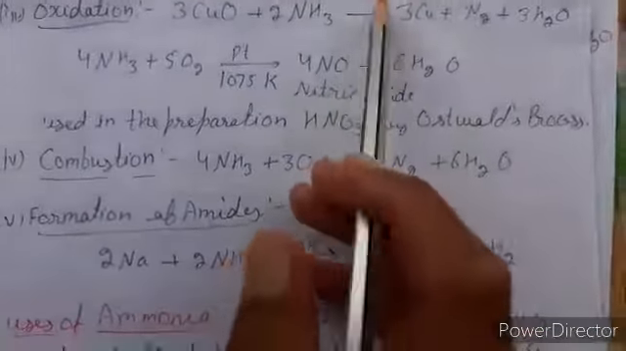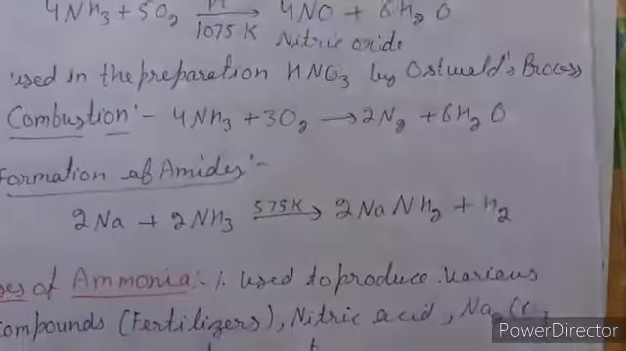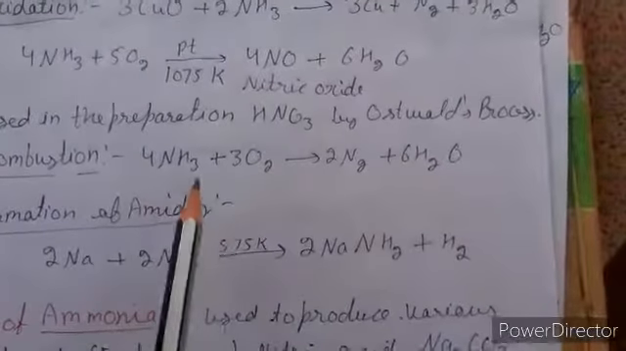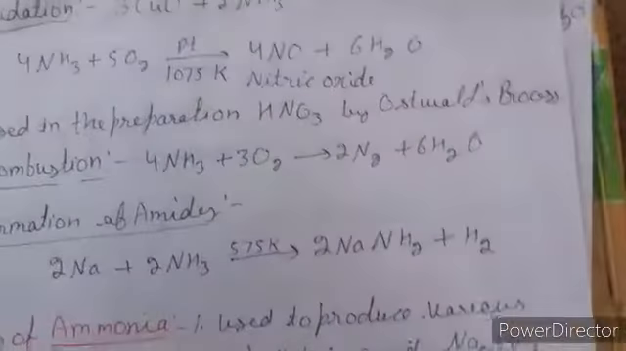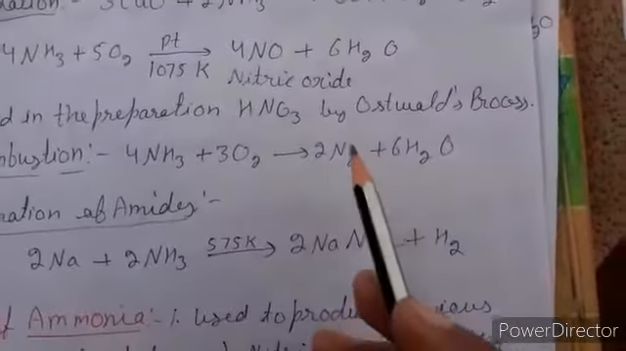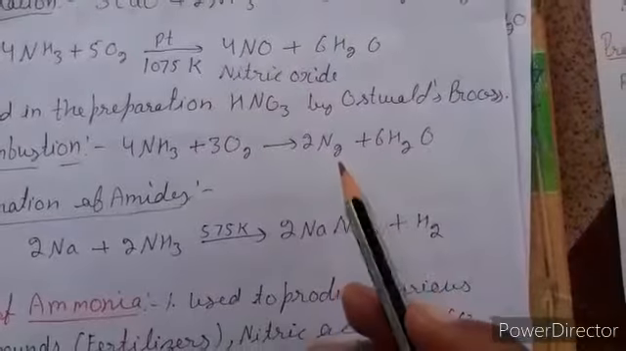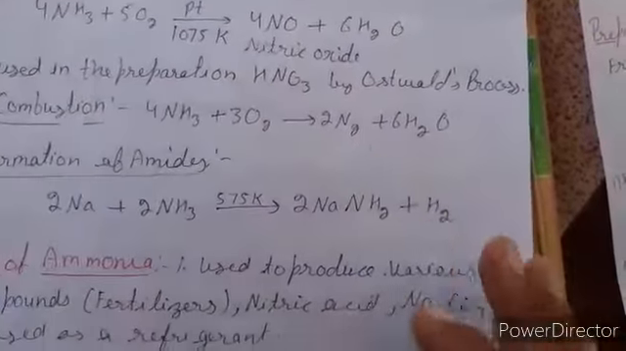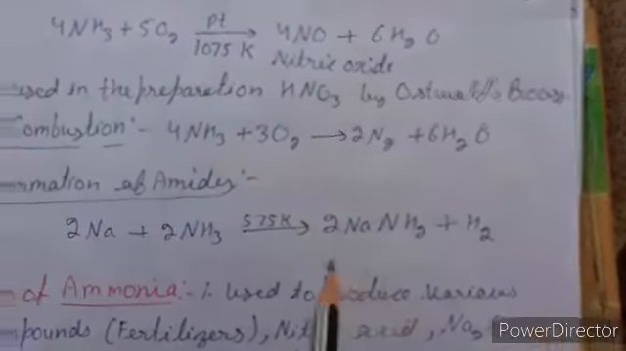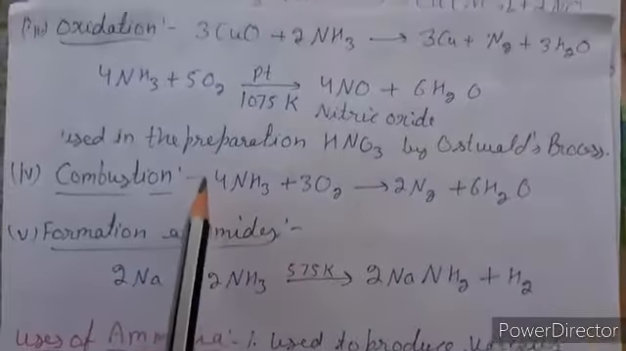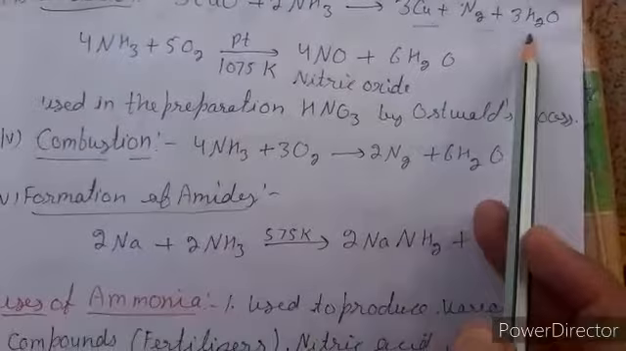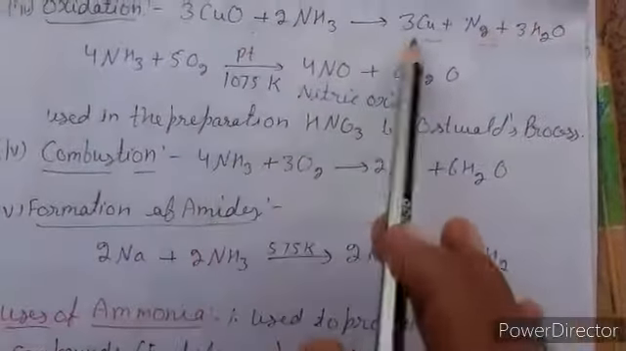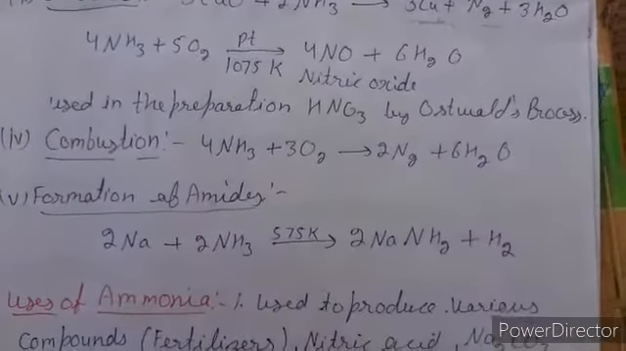So the next property is oxidation. Ammonia is oxidized to dinitrogen with oxidizing agents like cupric oxide, sodium hypochlorite, or calcium bleaching powder. For example, when ammonia is passed over or heated with copper oxide, it will form copper metal along with nitrogen and hydrogen. So copper oxide to copper metal is reduced, for which an oxidizing agent is used.